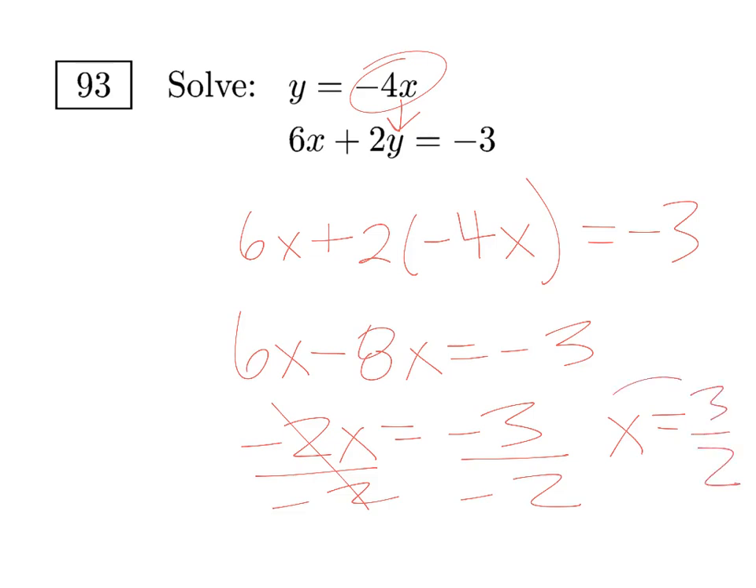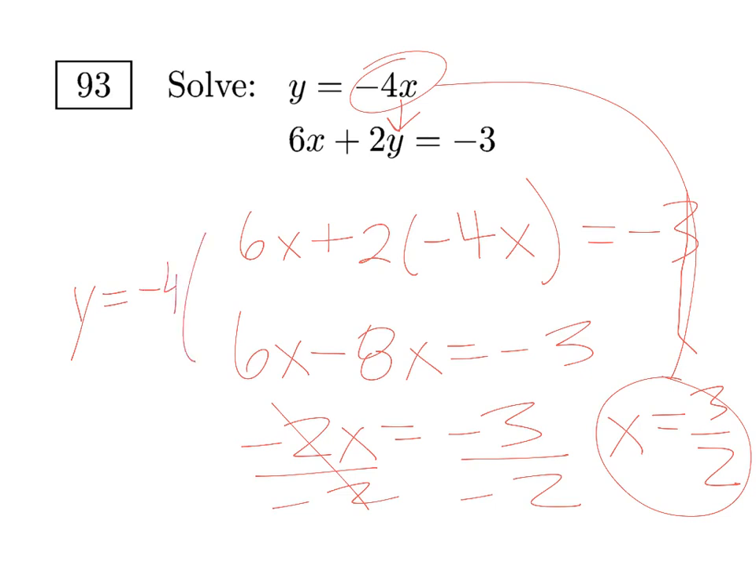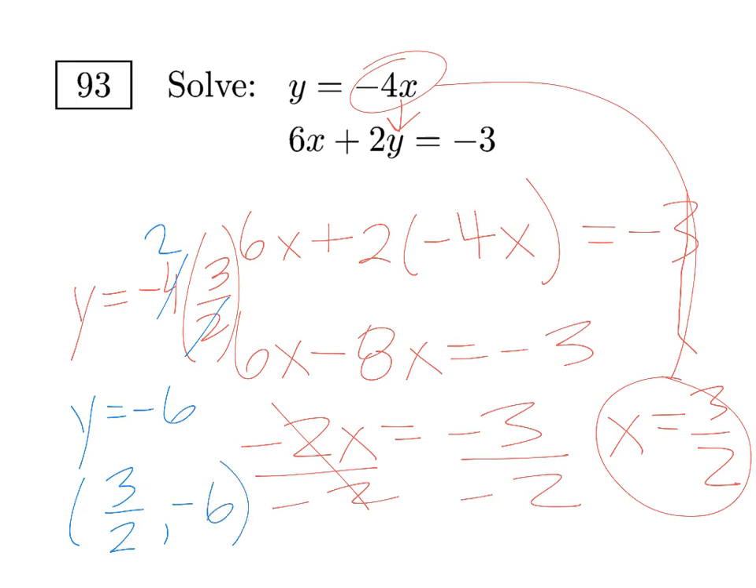Alright, now I take that and I'll plug it back in. So I get y is equal to negative 4 times 3 over 2. Alright, and the 2 will cancel out the 4, leaving me with 2 on top, and I get y equals negative 6. So my answer is 3 halves, and then negative 6. Done.